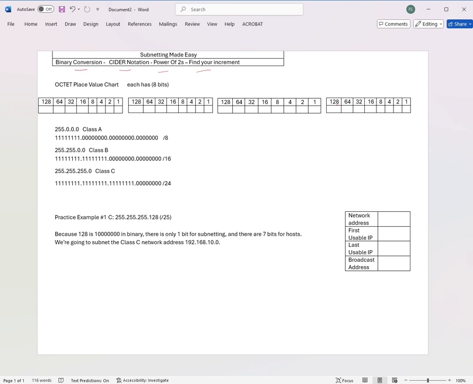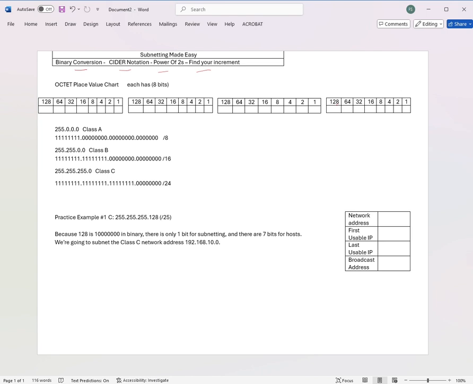Here I have four octet place value charts to help us with our binary conversion. Remember, each octet has 8 bits. Each number represents a place value or a power of 2. Every bit can be on or off depending on whether we use that value.